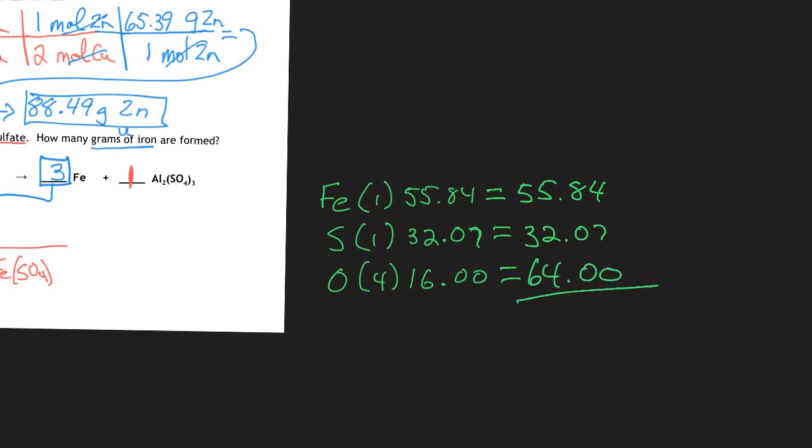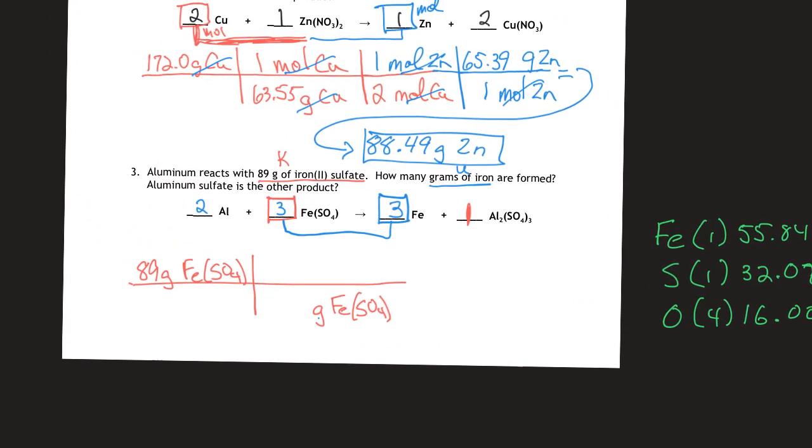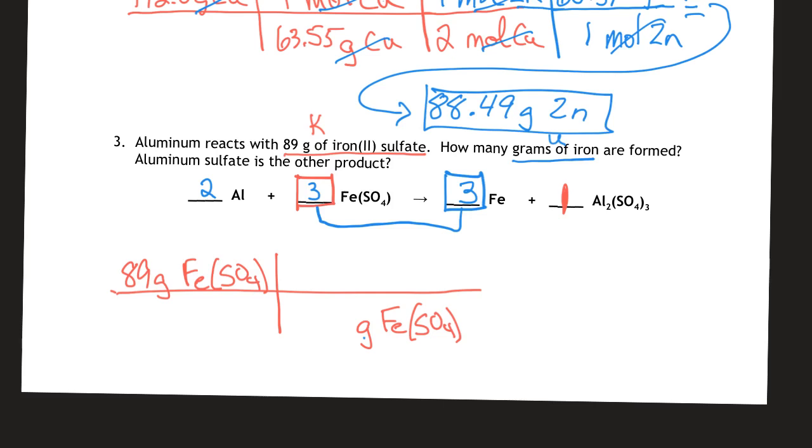Now I'm going to add these together. So 64.00 plus 32.07 plus 55.84 equals 151.91 grams per 1 mole. Now I'm ready to work my problem. So, took all that time and energy to calculate the fact that it's 151.91 grams per 1 mole of FeSO4.